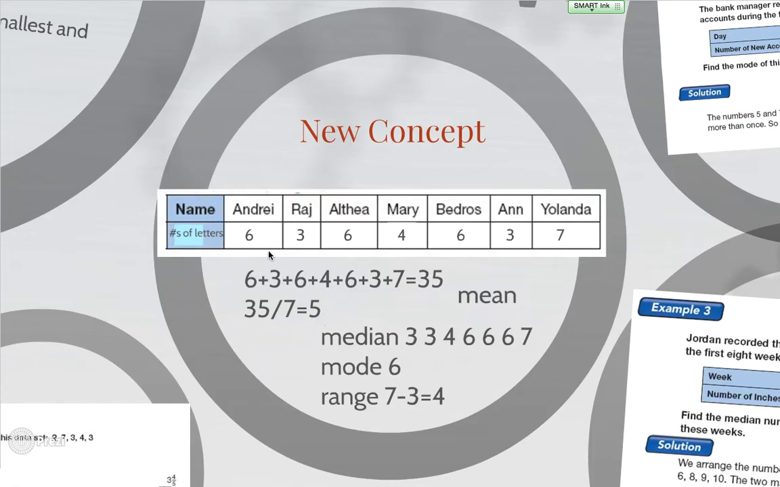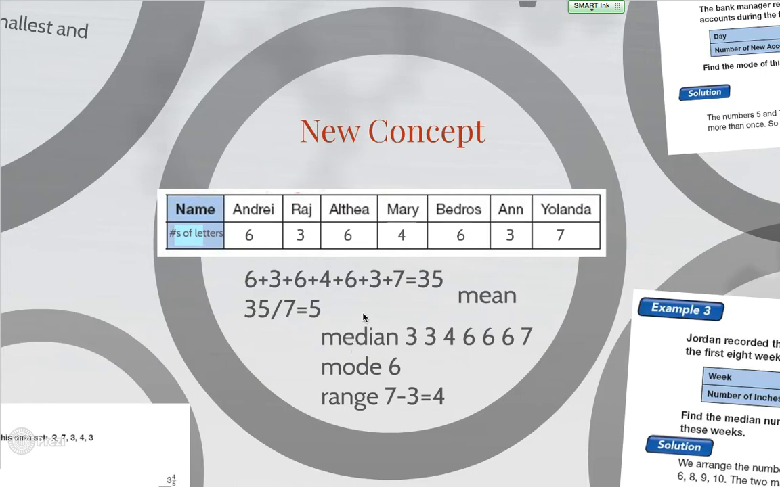So that is how many letters of people's names is our average. And that is how you find mean. You add all of them together and then divide by how many you have. So you add all the numbers together, which is 6 plus 3 plus 6 plus 4 plus 6 plus 3 plus 7. And then I have 1, 2, 3, 4, 5, 6, 7 numbers, and we're going to divide that by 7.